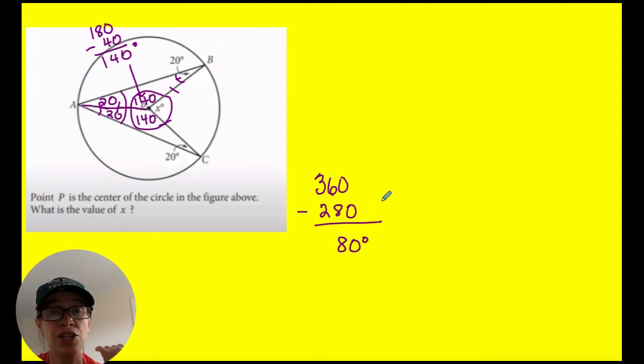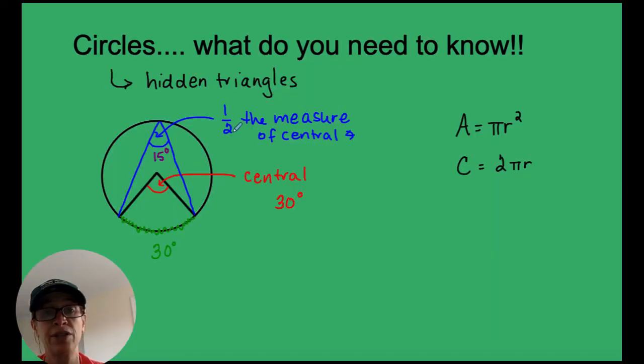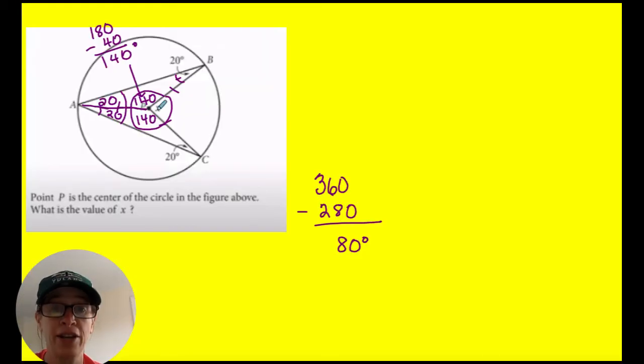So again, I want you to absolutely think about the theorems with the central angle and the inscribed angle, but also remember that circles are a great way for you to look for hidden triangles, hidden isosceles triangles. Why? Because all the radii in that circle are equal. All right, let's move on.